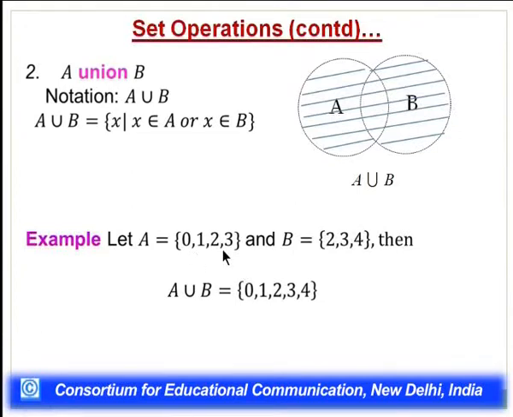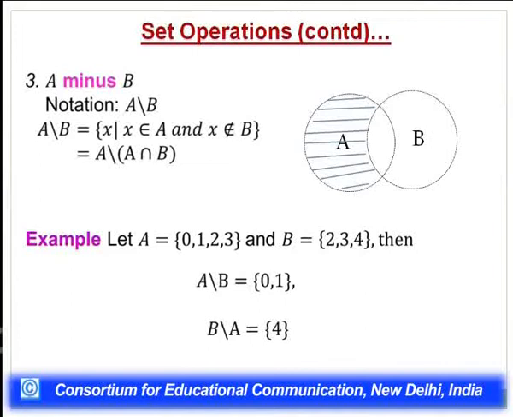In terms of the example that we were doing, A union B would be simply all the elements of A, 0, 1, 2 and 3. And then we will add to that the element 4, because there's no point in writing the elements 2 and 3 again from B. So the only element that we have to now take into account is 4. So A union B would be {0, 1, 2, 3, 4}.